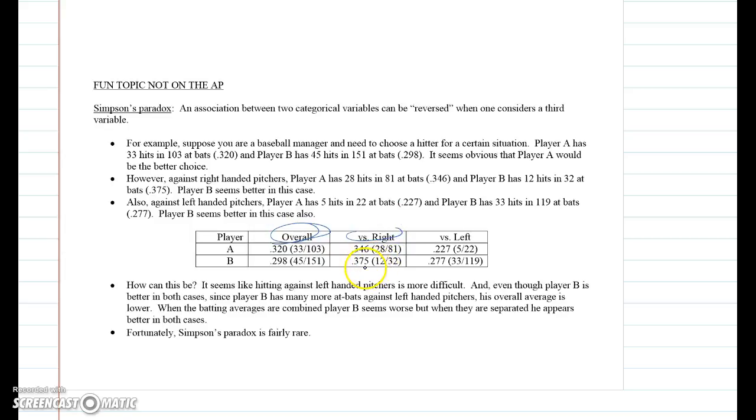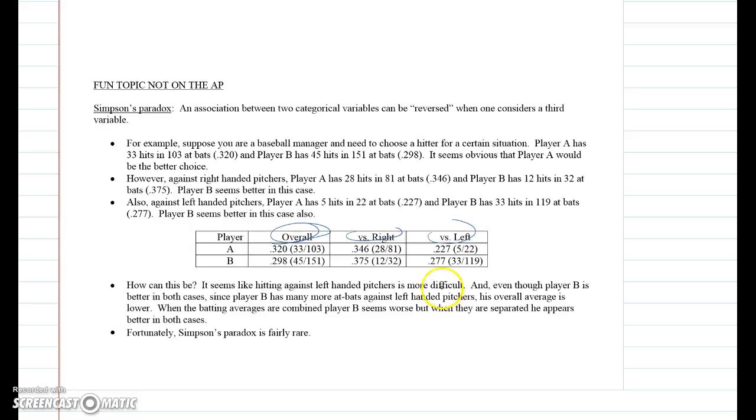If you do it just against right-handed pitchers, B actually increases and is higher. And also versus left-handed pitchers, B is also higher. So A is better overall, but if you split it into right and left-handed pitchers, B actually does better in both situations. So this is a case where the association switches when I add that pitcher-handedness in there.